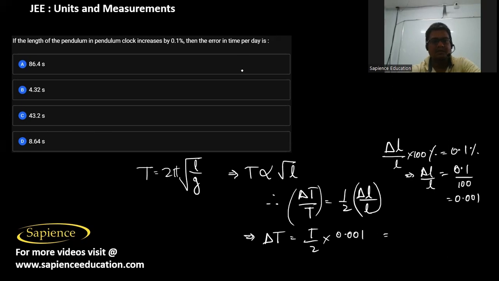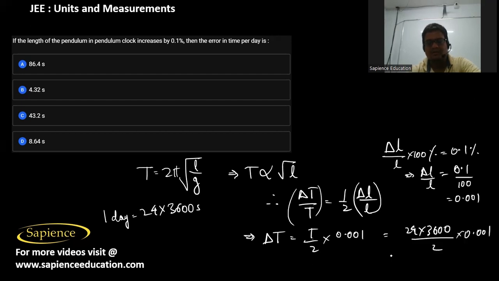So the error in time per day. As you know, one day is 24 hours, or you can say 24 into 3600 seconds. So therefore, if the time is 1 day, that is 24 into 3600, divided by 2 into 0.001, that will be equal to the error in time per day. So this will be 12 into 3600 into 0.001. It means 1 by 1000, so it is 12 into 3.6. So it is 12 times 6 is 72, 12 times 3 is 36, 36 plus 7, that is equal to 43. So 43.2 seconds is the error in time per day. So option C is the correct answer.